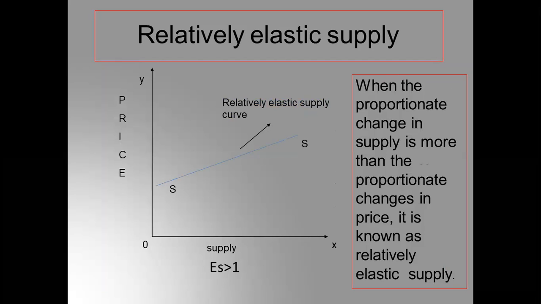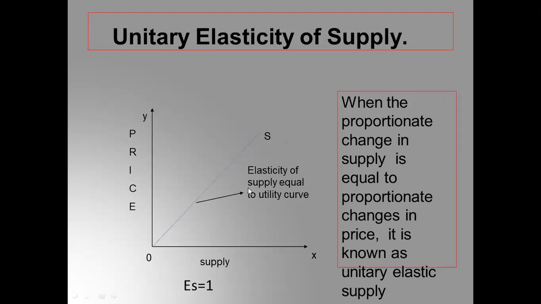Okay, the next, children, you have is relatively elastic supply. Now, relatively elastic supply is where your elasticity of supply is more than one. When the proportionate change in supply is more than the proportionate change in its price, it is known as relatively elastic supply. Okay, so this is like a large change in quantity. Since the elasticity of supply is going to be more than one, that means the change in supply is going to be large.